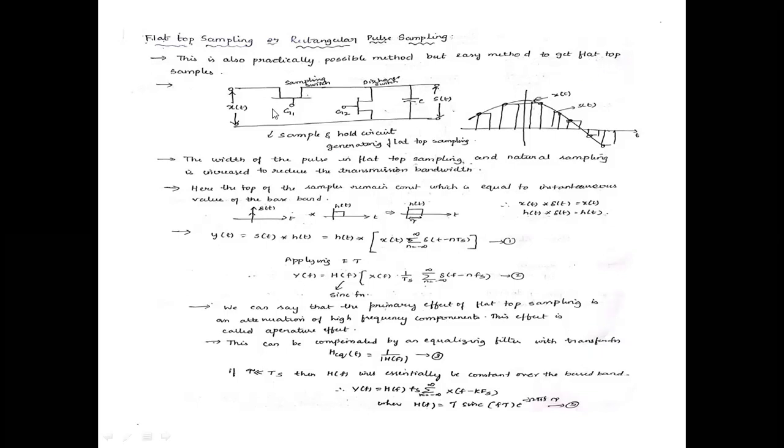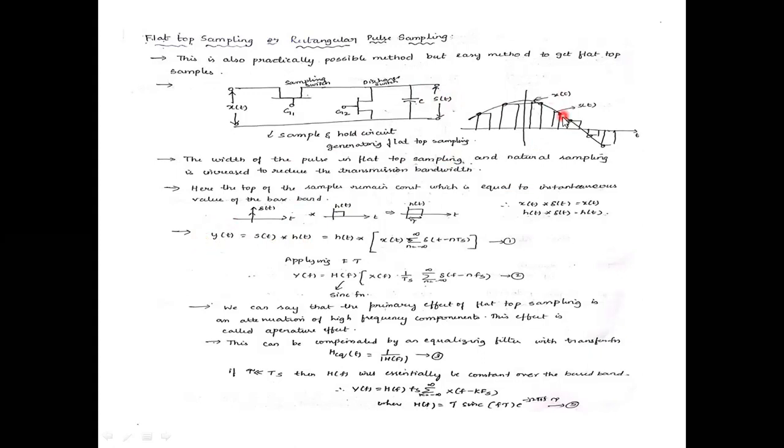flat top sampling. See here, there is a flat top. It shows that there is a flat top for every width of the sample, with the circuit having sampling switches, the sampling switch and the discharge switch, and here the capacitor we are using. Across the capacitor there is S of t, and that S of t is not a cross multiply, it is a convolution with the H of t value, H of t, then we will get the output Y of t.